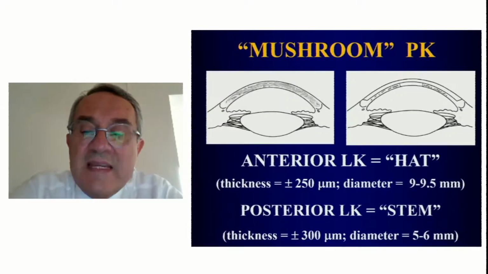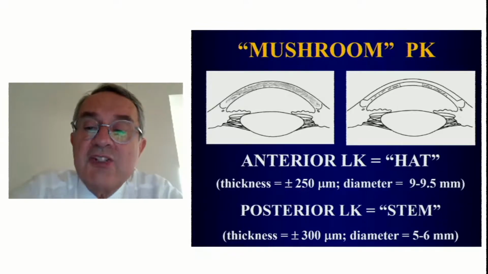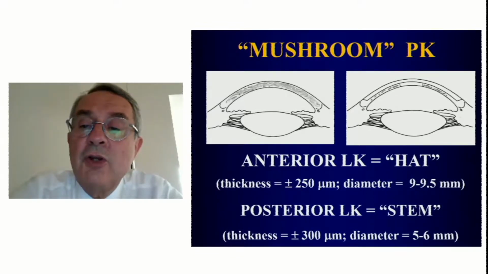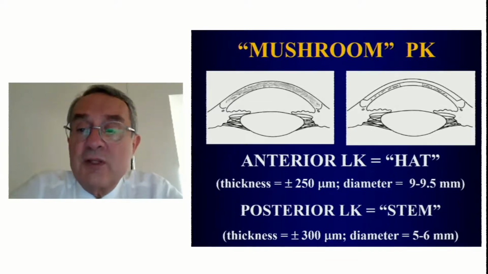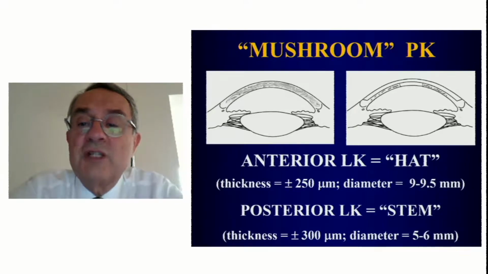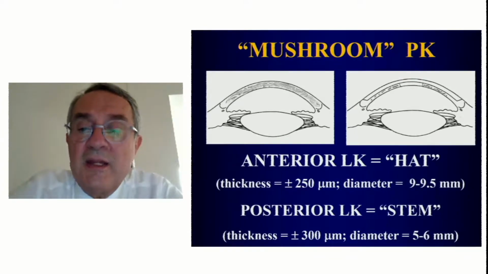Next one. The idea is to combine a large anterior lamellar graft, which is responsible for the final refractive result, with a small posterior lamellar graft, which instead substitutes the deep scarred stroma, but only in the central 6 millimeters, in order to minimize endothelial removal to this small area. Next one.